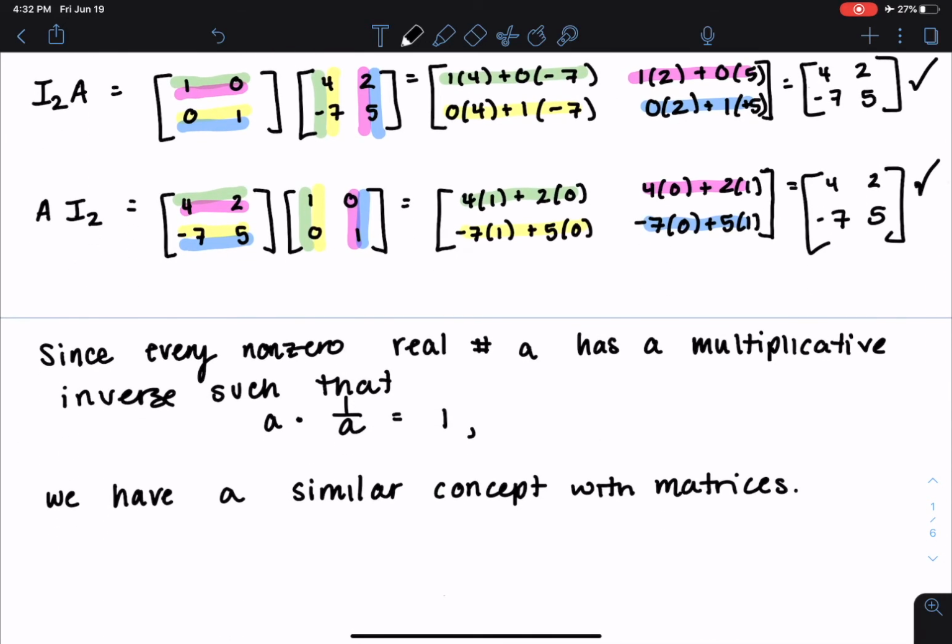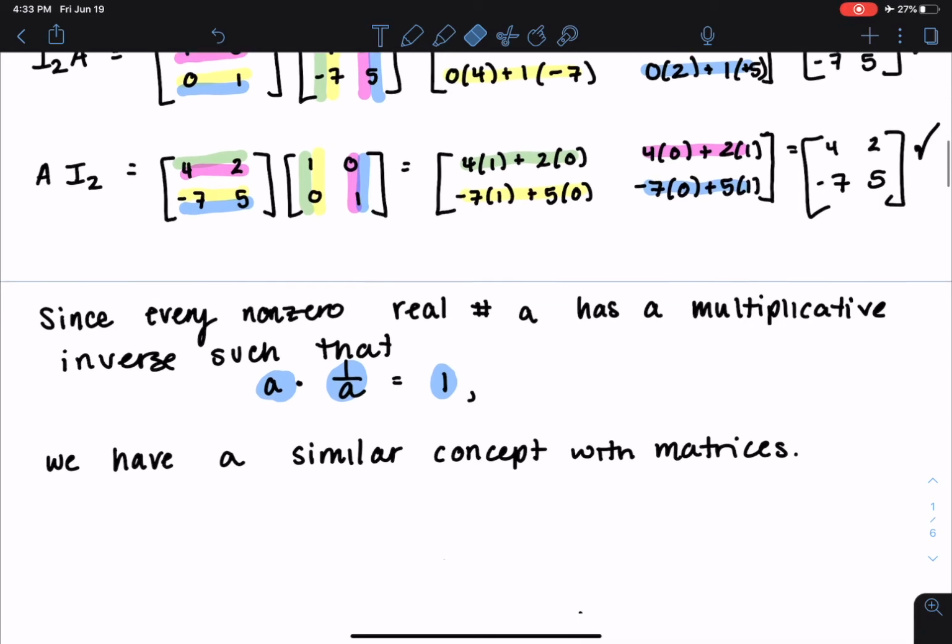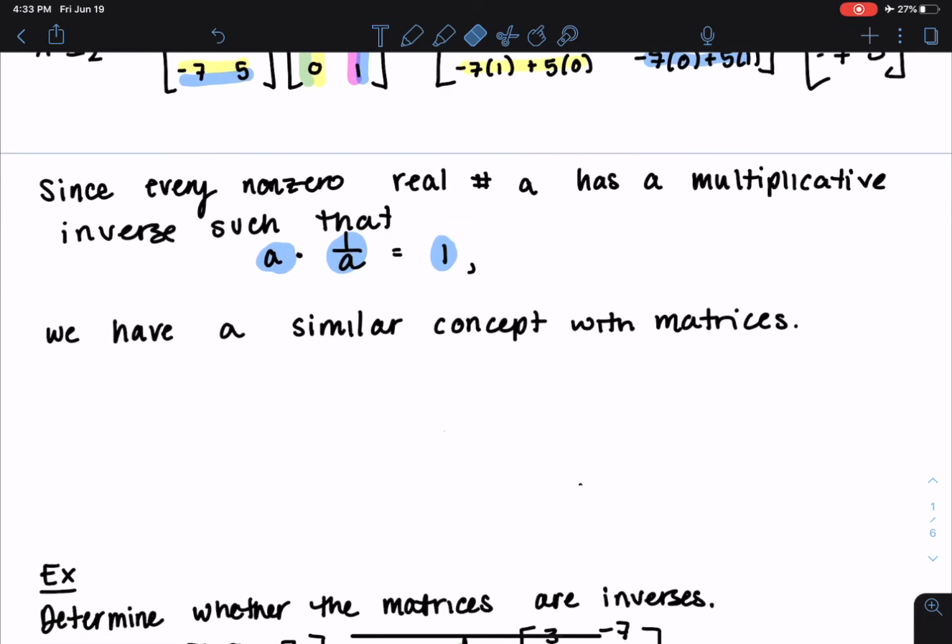Now, likewise with real numbers, every non-zero real number has something called a multiplicative inverse. So if you take A and multiply it by its inverse 1 over A, you end back with that identity value. So we have a similar concept for matrices. Can I multiply a matrix by something to give me that identity back?